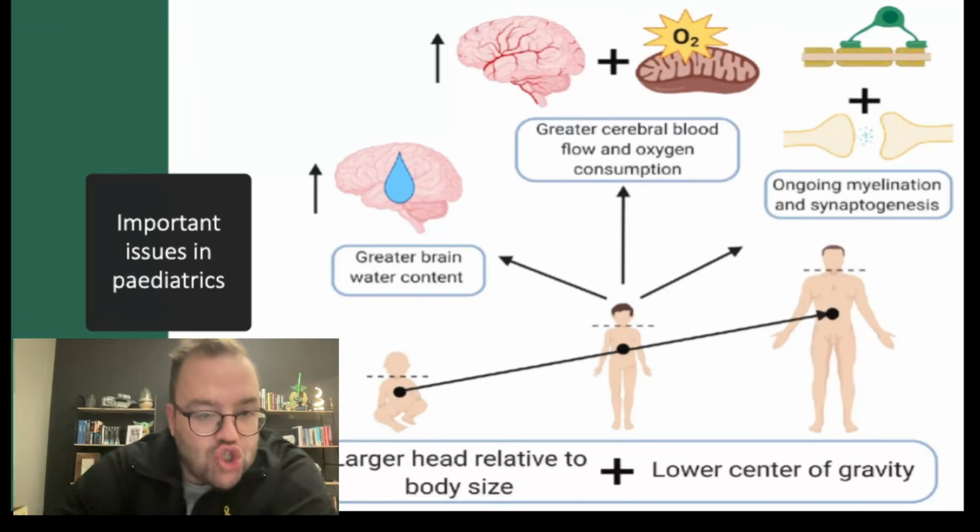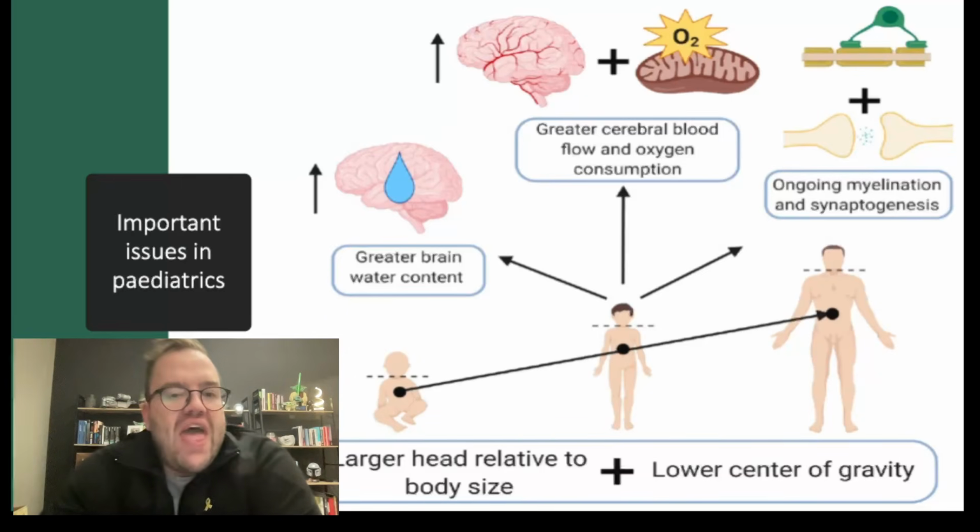So guys, we've spoken about general neurophysiology that applies to both adults and children. What is specific to children though, guys? So they have a larger head relative to body size. And this slide is specific about brain trauma. So they have a lower center of gravity. So when they fall, they're more likely to fall on their head. But they have greater brain water content, so the brain gets dehydrated much quicker. They've got much greater cerebral blood flow, oxygen, and glucose consumption. So they are significantly at risk for hypoxic brain injuries as well as for hypoglycemic brain injuries.